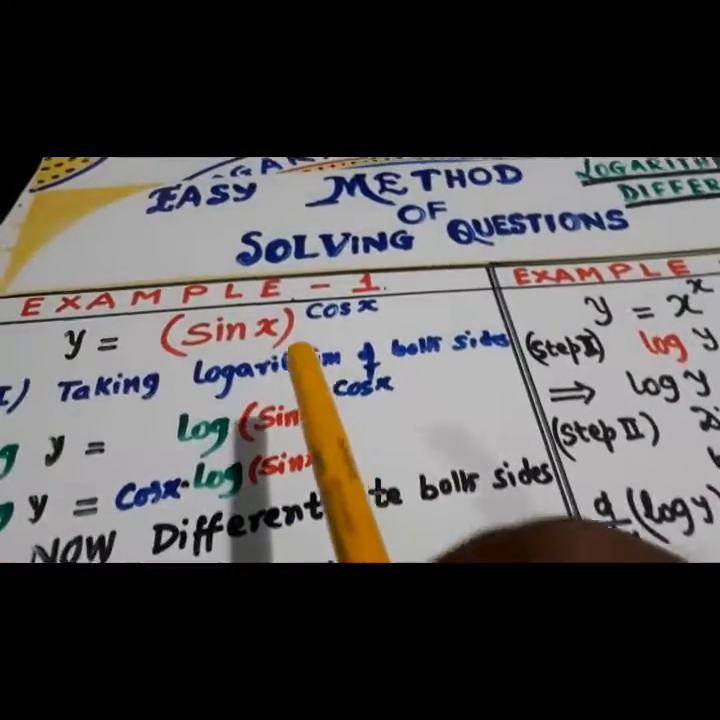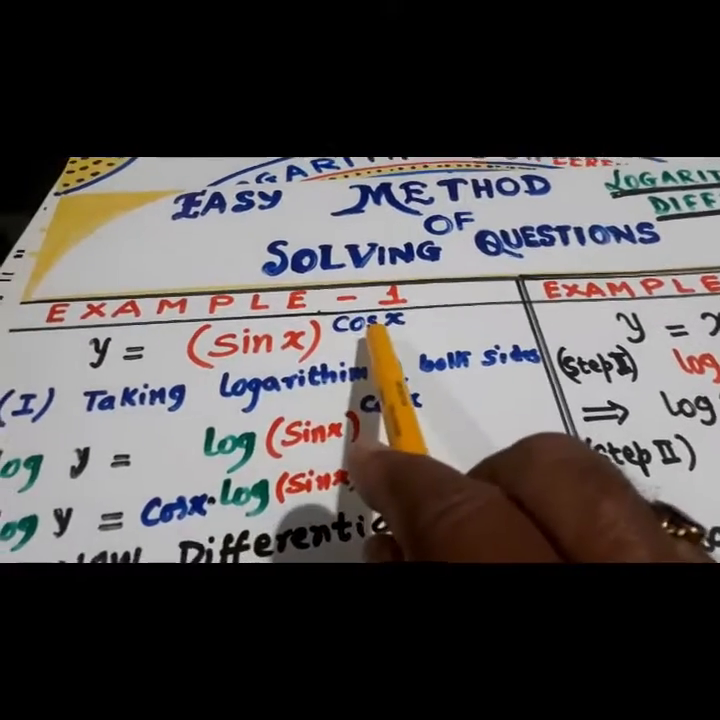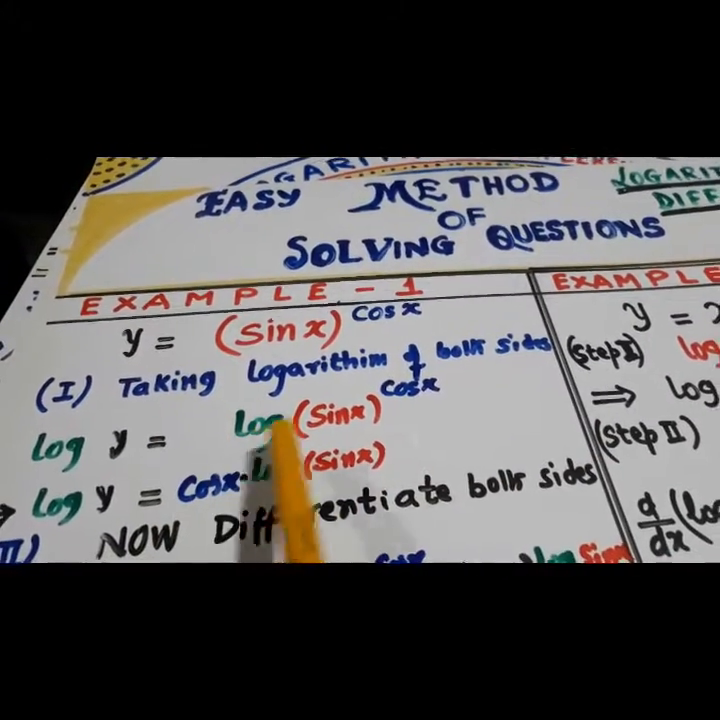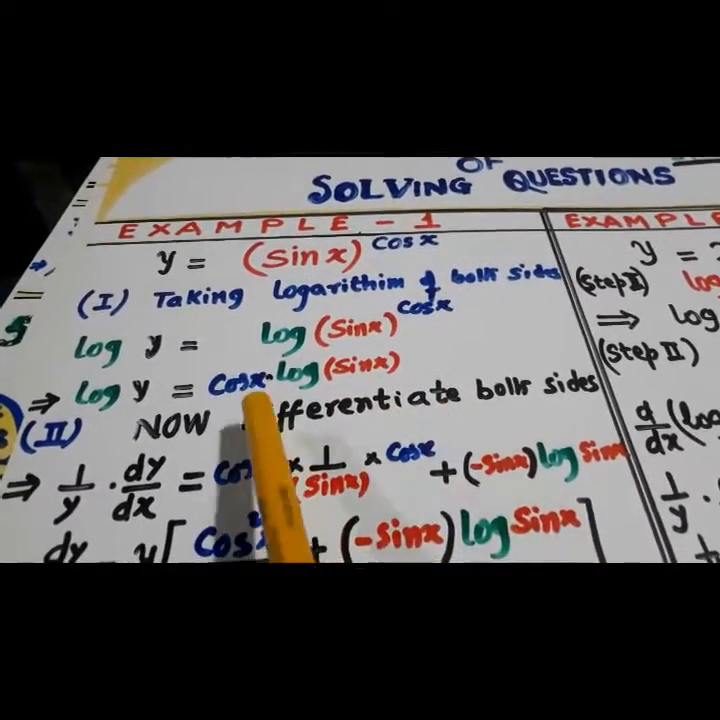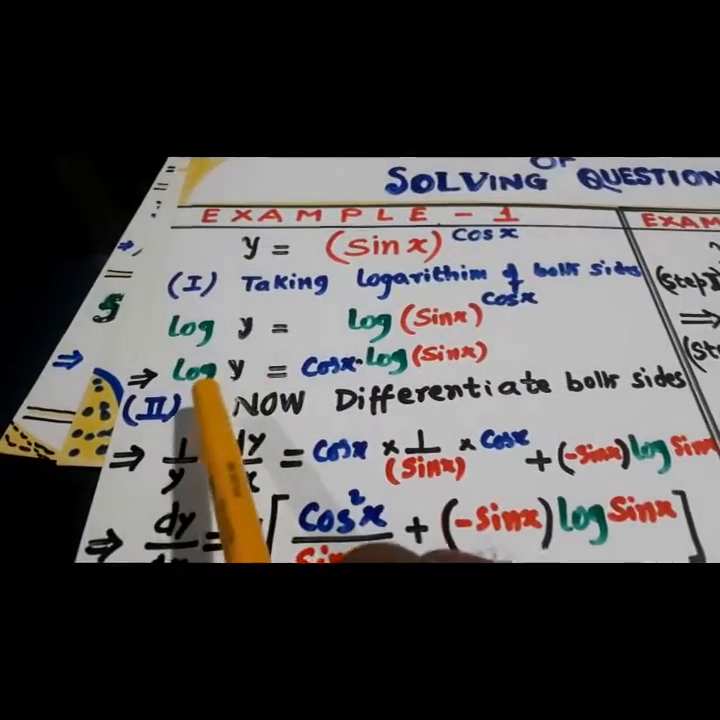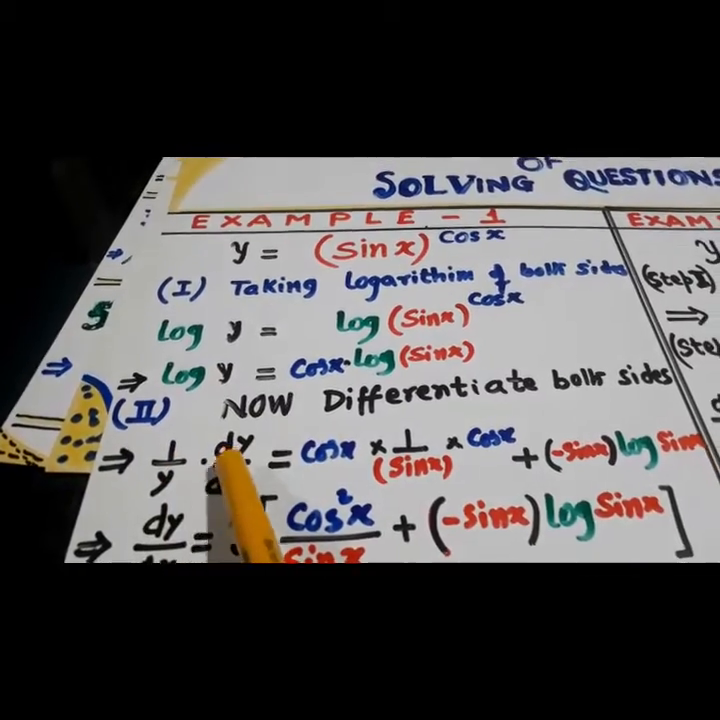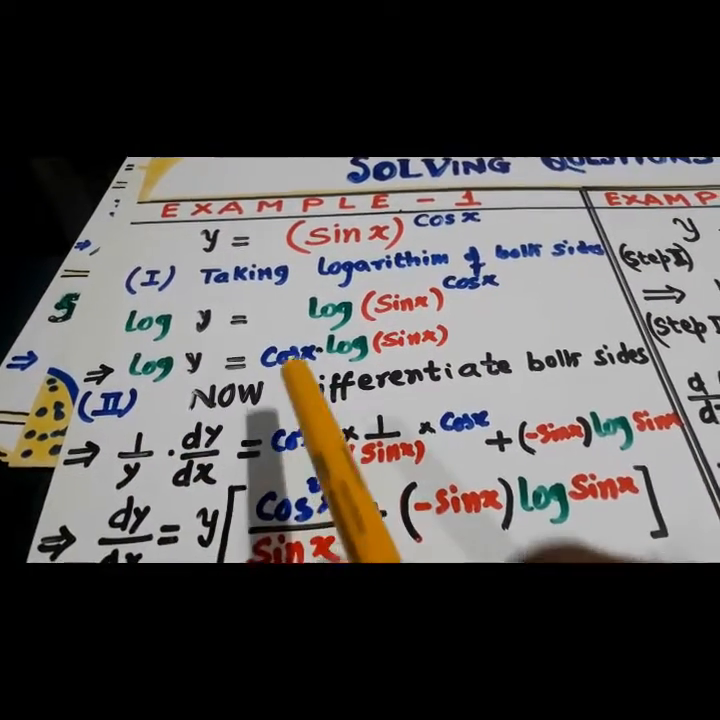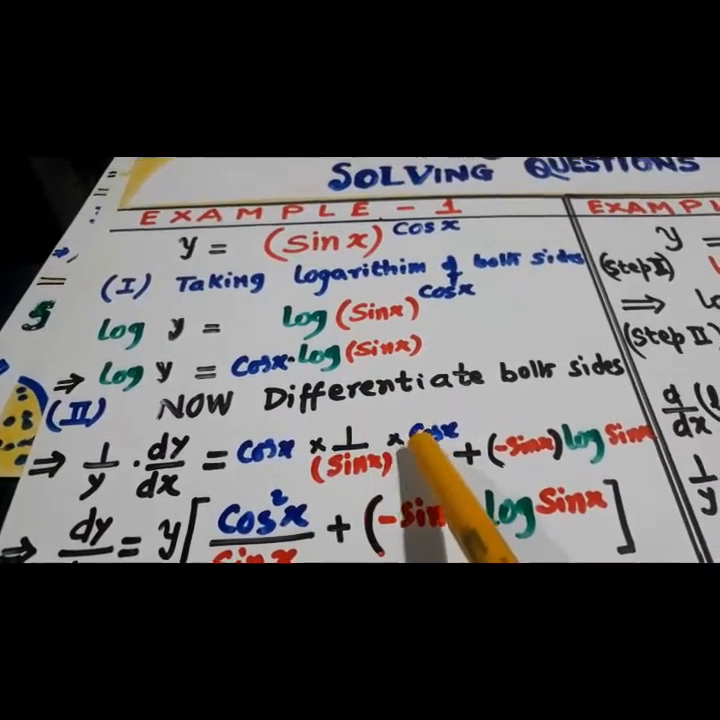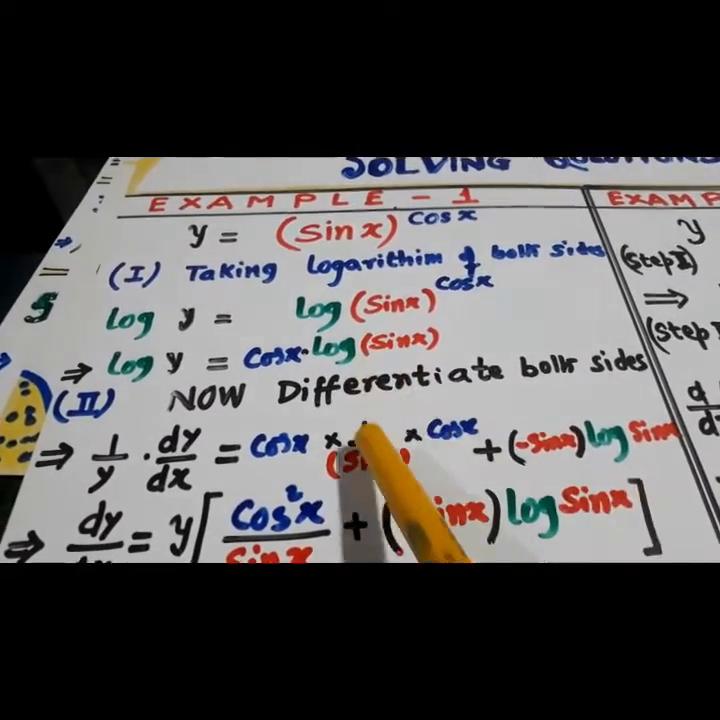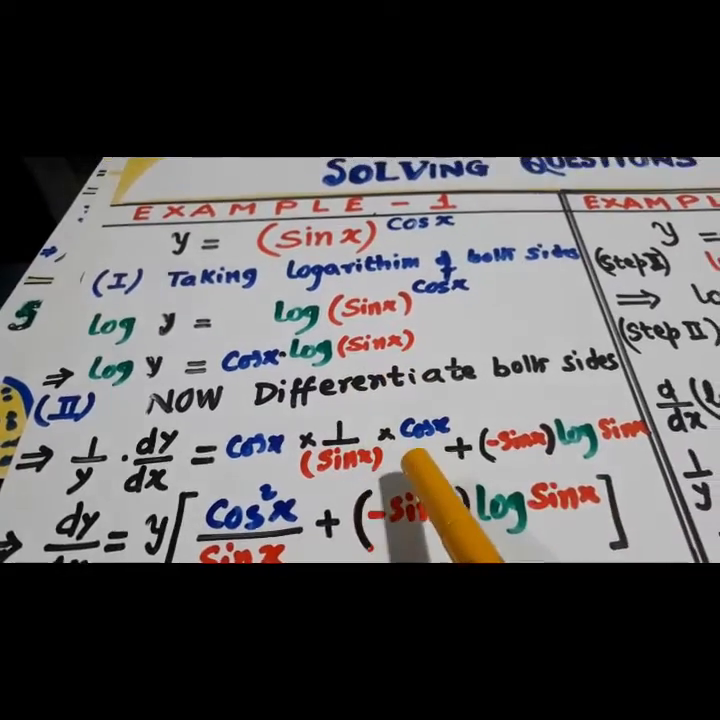There are two examples. Sin x raised to power cos x. Take the log. It becomes cos x log sin x. Now differentiate, using the product rule. So log y, 1 over y, dy by dx; it is cos x, log of this, 1 over sin x into cos x; log y, 1 over y, also differentiate y, sin x.